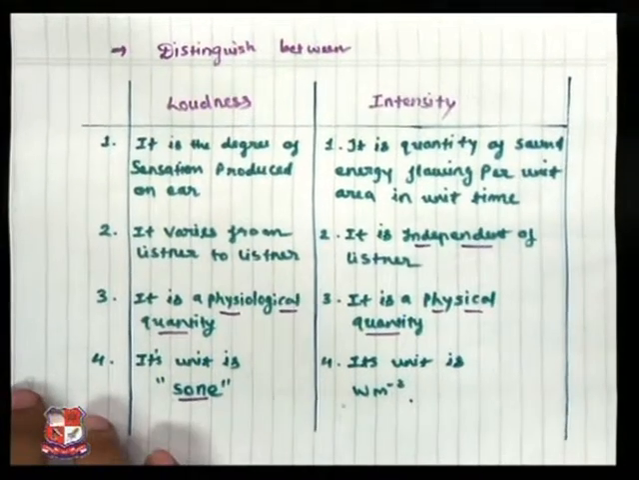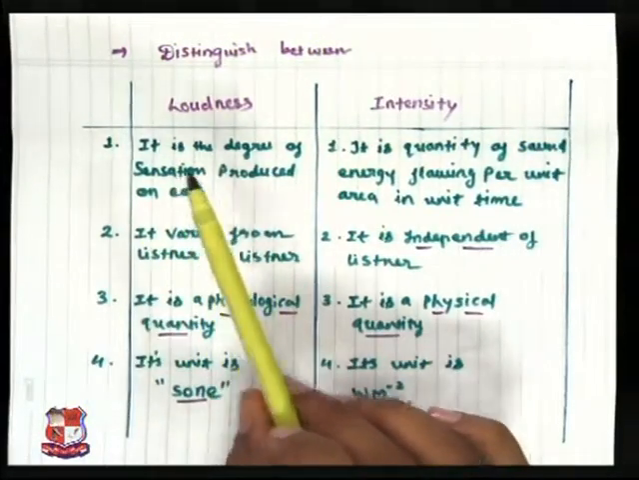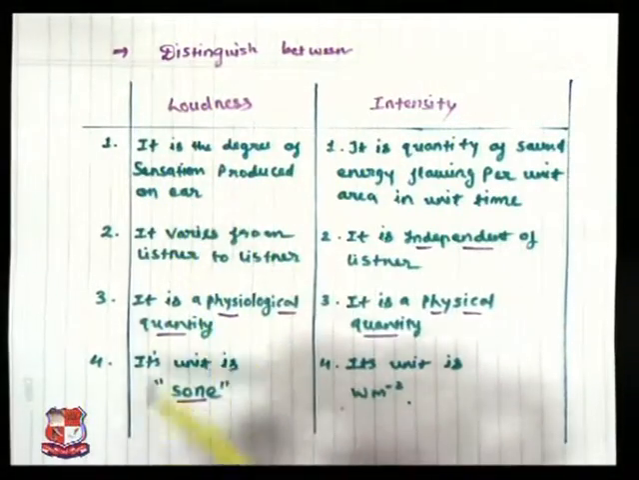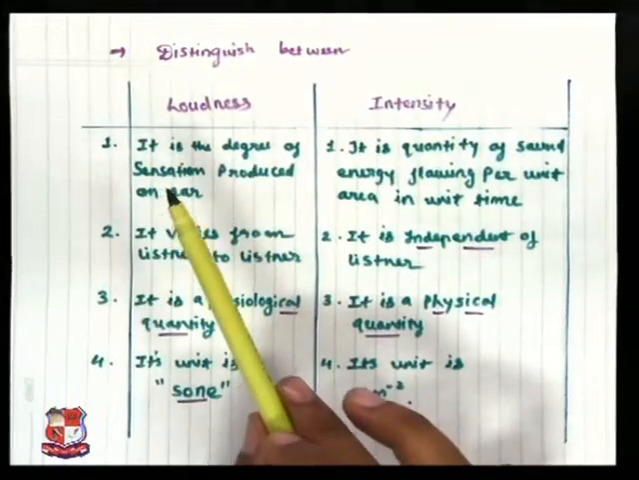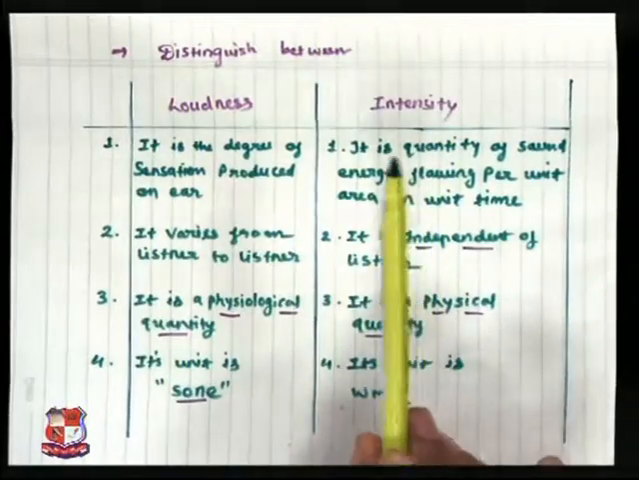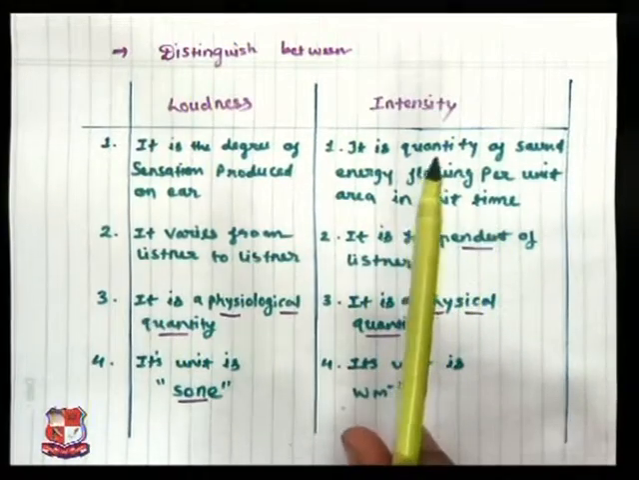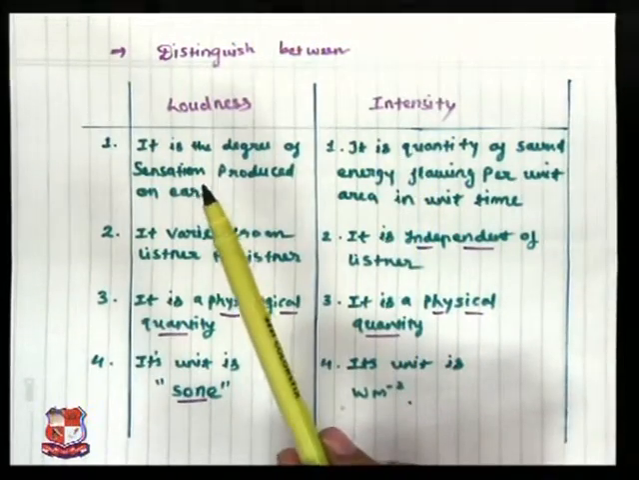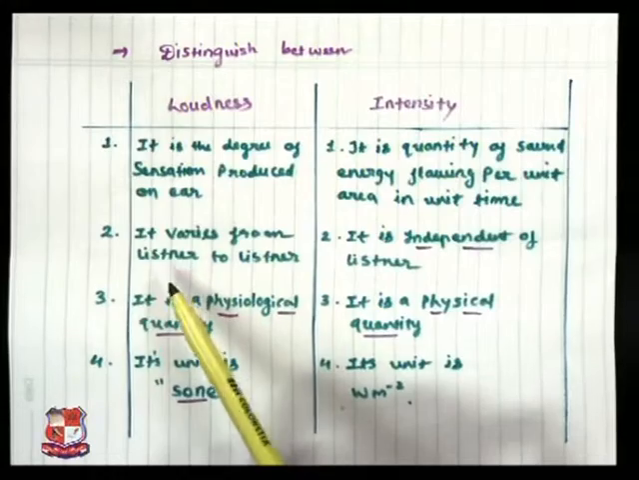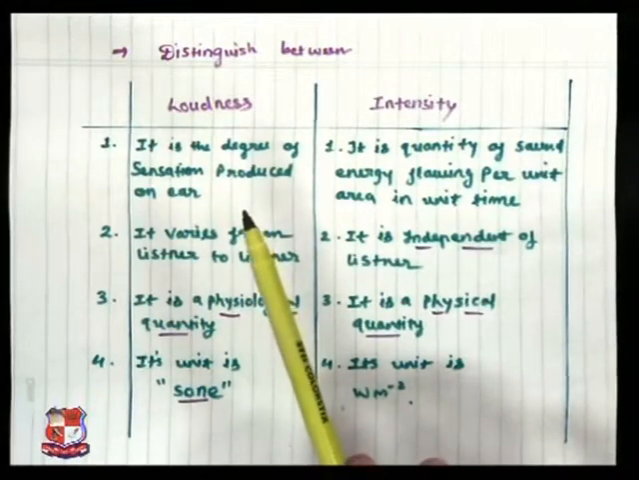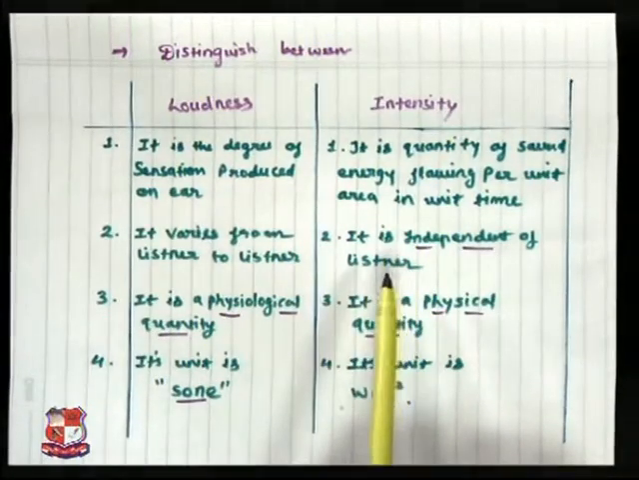You can see that loudness is the degree of sensation produced on the ear, and for 2 marks you are supposed to write 4 points. Loudness is the degree of sensation produced on the ear, whereas intensity is the quantity of sound energy flowing per unit area in unit time. That means intensity represents the energy flowing and loudness represents the degree of sensation. Second, loudness varies from listener to listener, whereas intensity is independent of the listener.